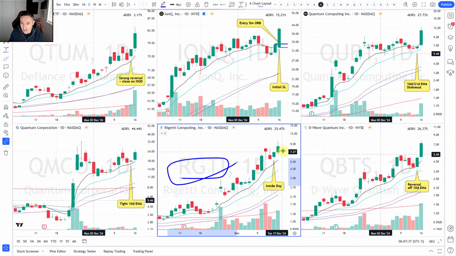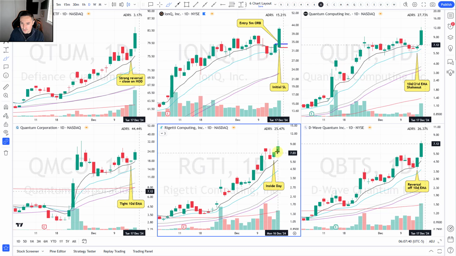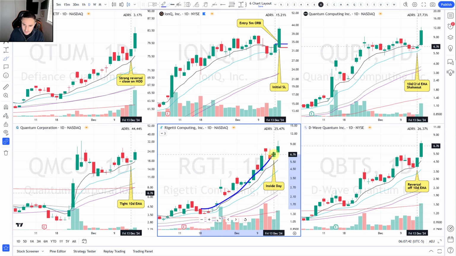We look at RGTI putting in this inside bar. Note the strength of the close as well. Inside bar just above the 10-day. The stock has been on an absolute rip.